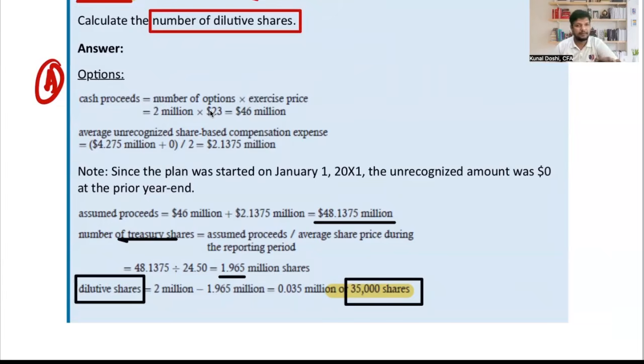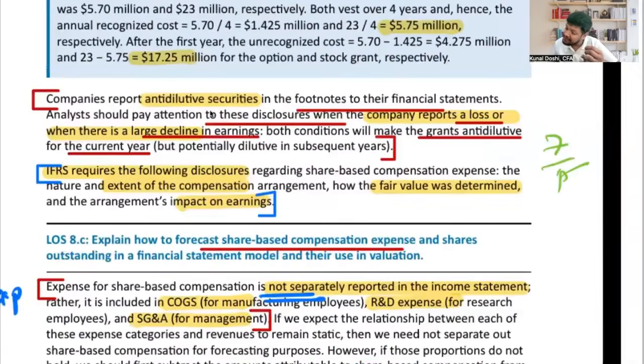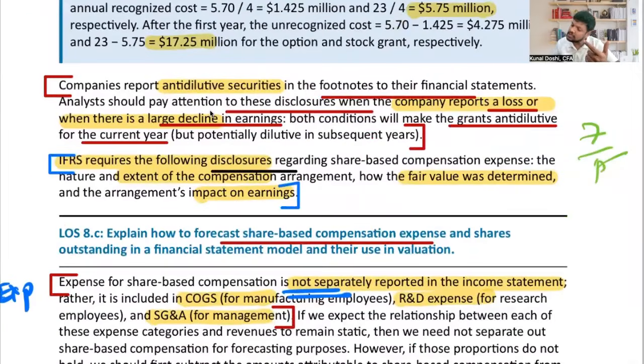Clear, everyone? Here, just remember some disclosures. IFRS requires disclosures regarding share-based compensation, to the extent that the fair value was determined and what is going to be the impact on earnings, that is diluted EPS. Clear? Remember, we don't report anti-dilutive EPS. We only report the diluted, or we keep the basic EPS.